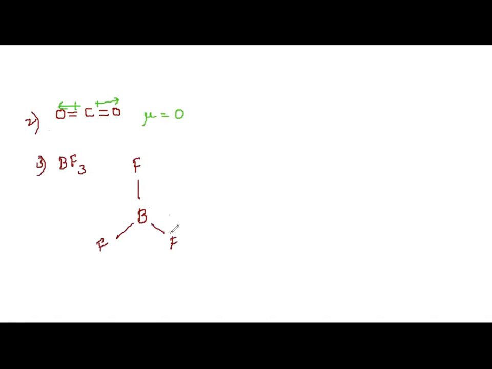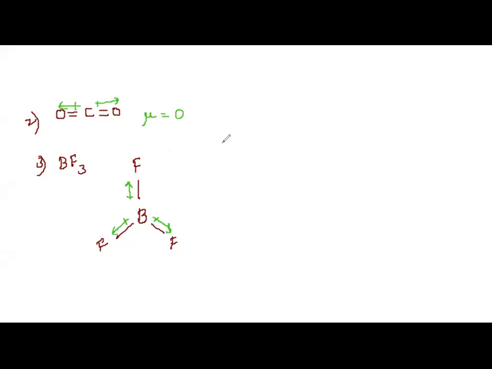See, between these two, fluorine is more electronegative. Therefore, I will show the dipole moment like this, arrow towards fluorine. Here also the arrow is towards fluorine. Here also the arrow is towards fluorine atom, right? Because fluorine is more electronegative when we consider all of them. Fluorine is more electronegative, right?